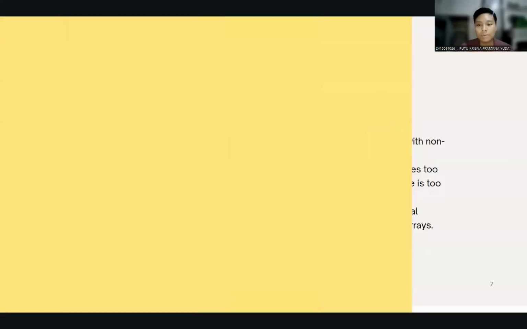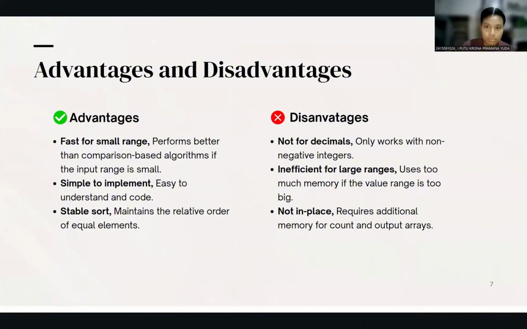Okay, next. Advantages and disadvantages. Counting sort also has advantages and disadvantages. The first advantage is that it is fast for small ranges. Counting sort performs very well when the range of input values is small. In such cases, it can be faster than traditional comparison-based algorithms like quicksort or merge sort.